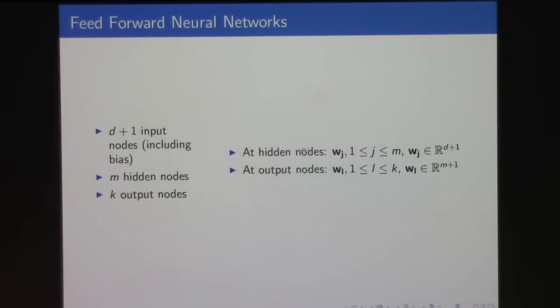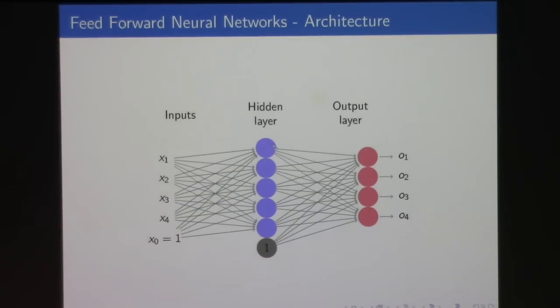Now let's look at hidden nodes. I'm going to denote hidden nodes by the subscript j. At each hidden node, there's a vector which we call wj. Wj will have d plus 1 entries. For example, this will be w1, and that w1 vector needs to combine all of these inputs, so it will have d plus 1 length. There will be m vectors like that, and each vector will have d plus 1 length.